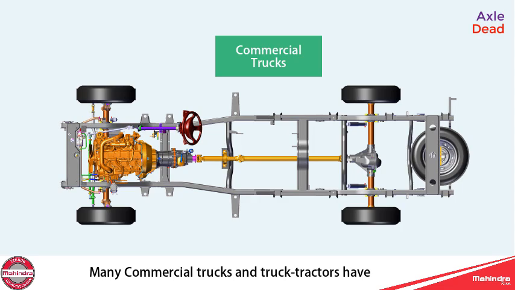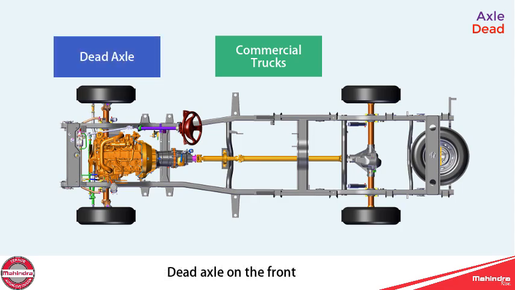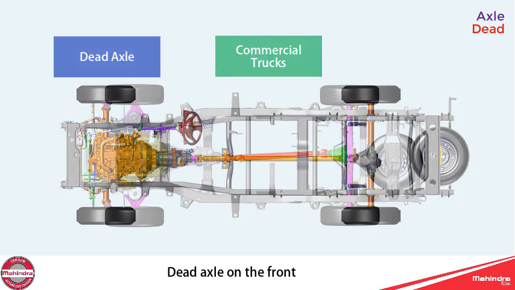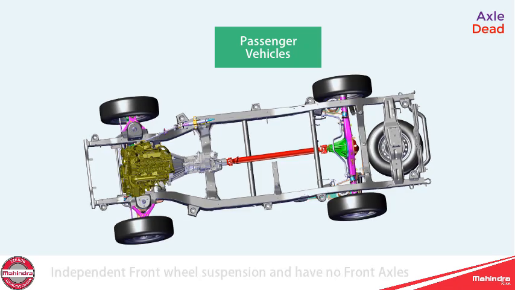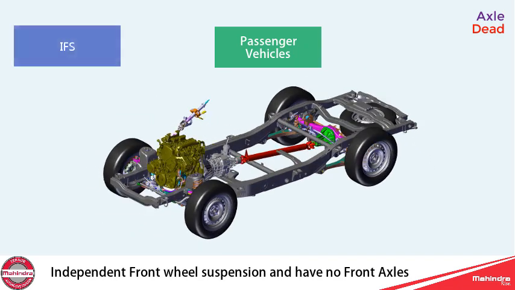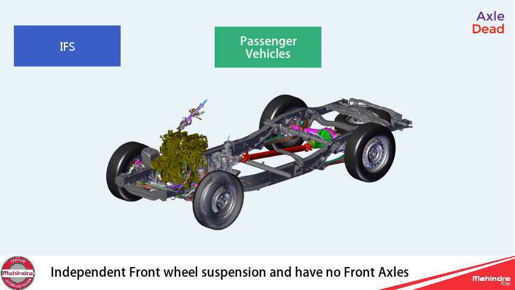Many commercial trucks and truck tractors have dead axles on the front, whereas practically all passenger vehicles use independent front wheel suspensions and have no front axles.